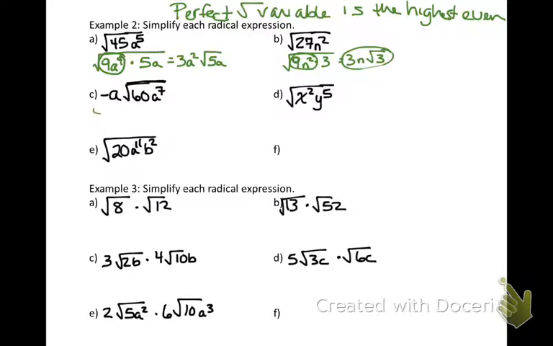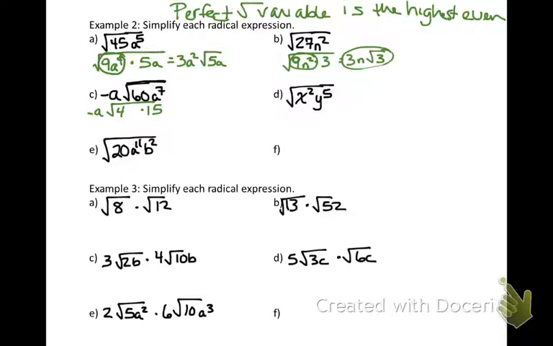Oh, I have something on the outside. Don't worry about that like we did before. So you leave negative a alone. Find a number that can go into 60. That would be 4 times 15. 4 is a perfect square. You can't do 6 and 10. They're not perfect squares.